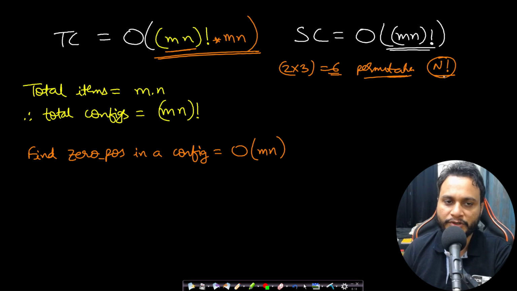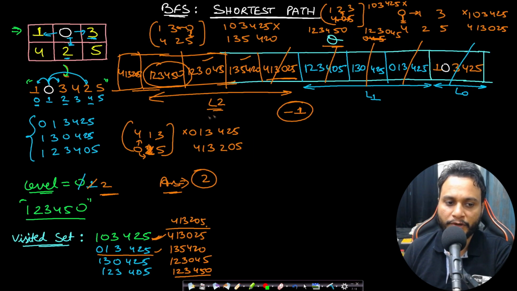That is the permutation of n numbers. So here you have a total of mn items, so the permutation of it will be mn factorial. And then for each of these permutations, whatever the value, let's say the state was 123045, I have to iterate and find out the index of 0, right? Because that is how I will try out the next possible sliding option.